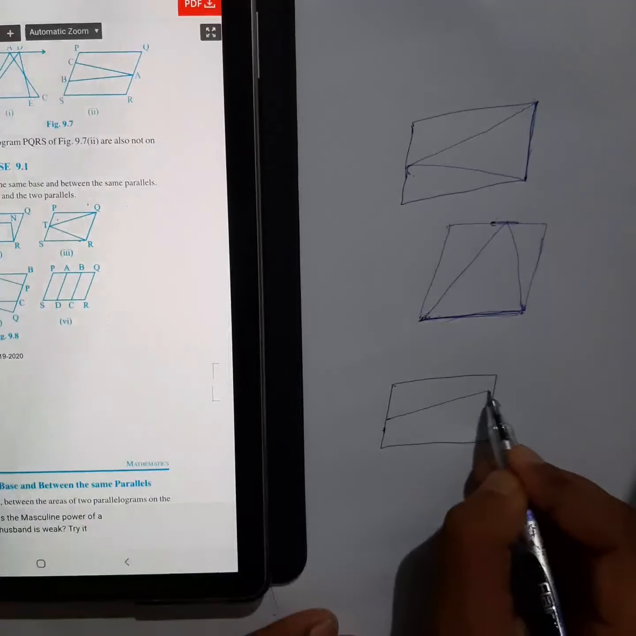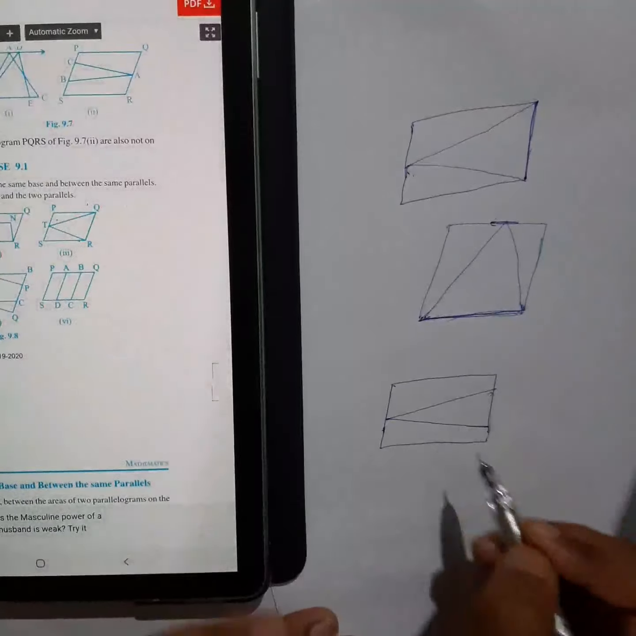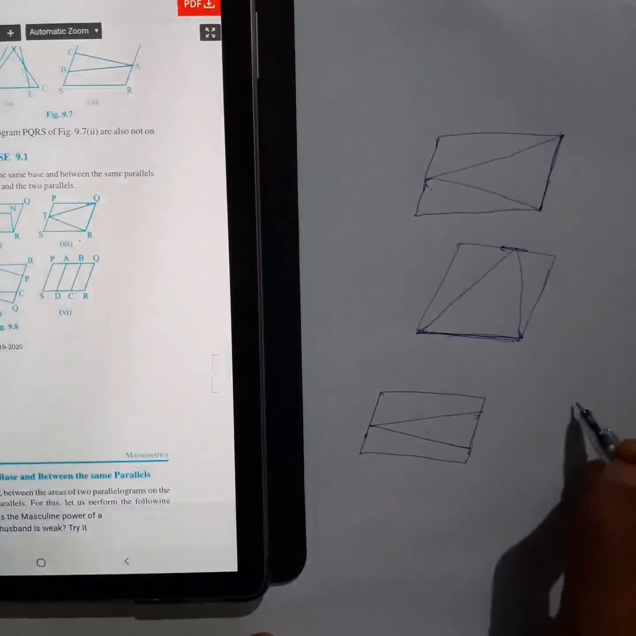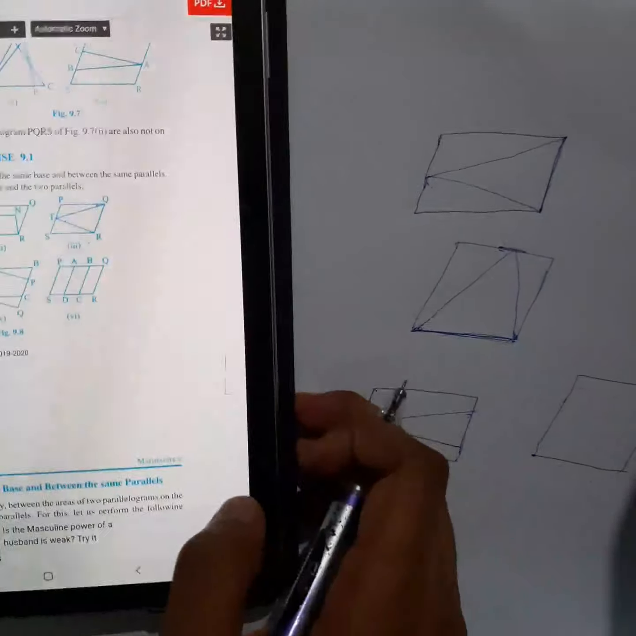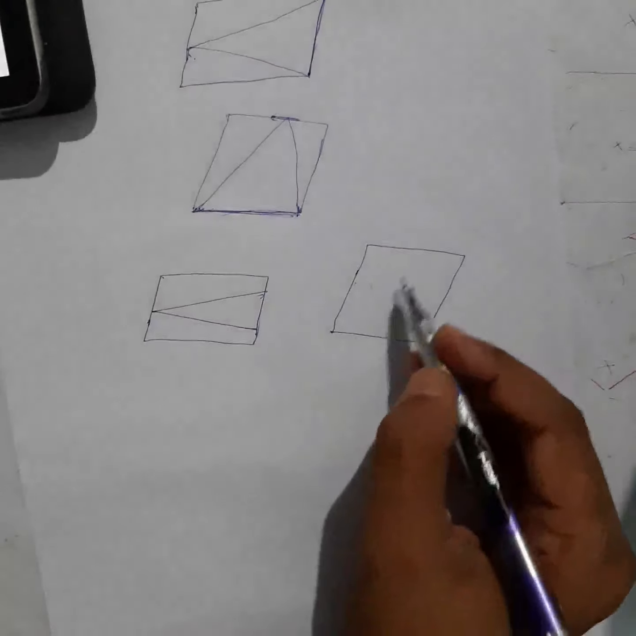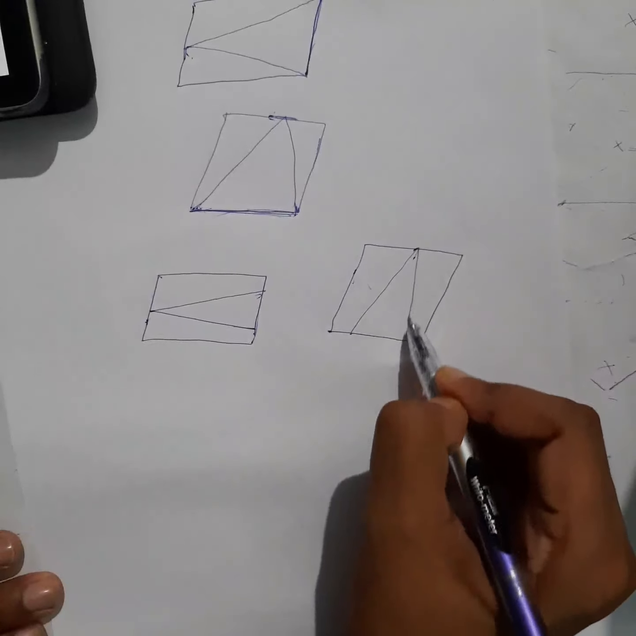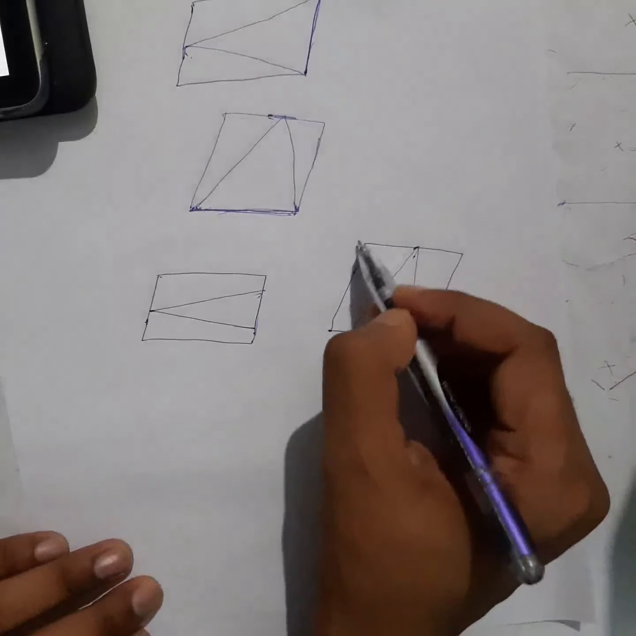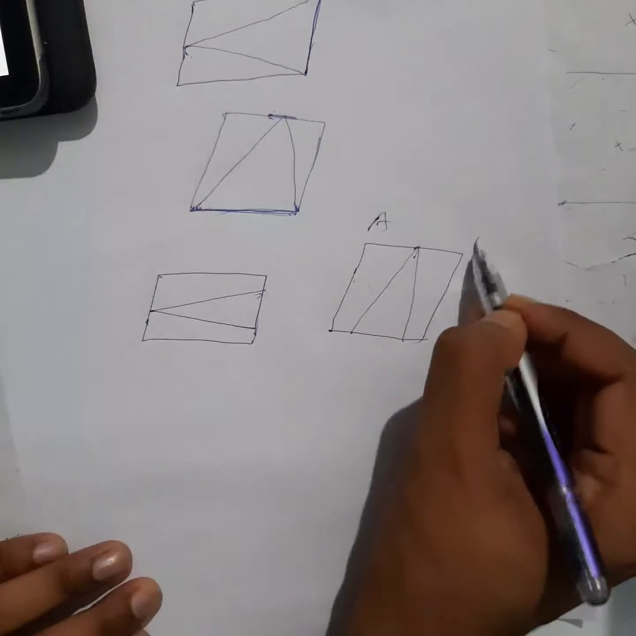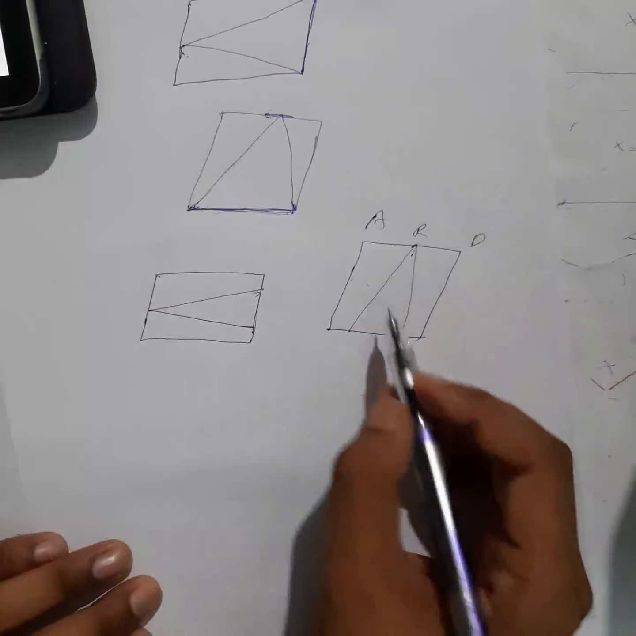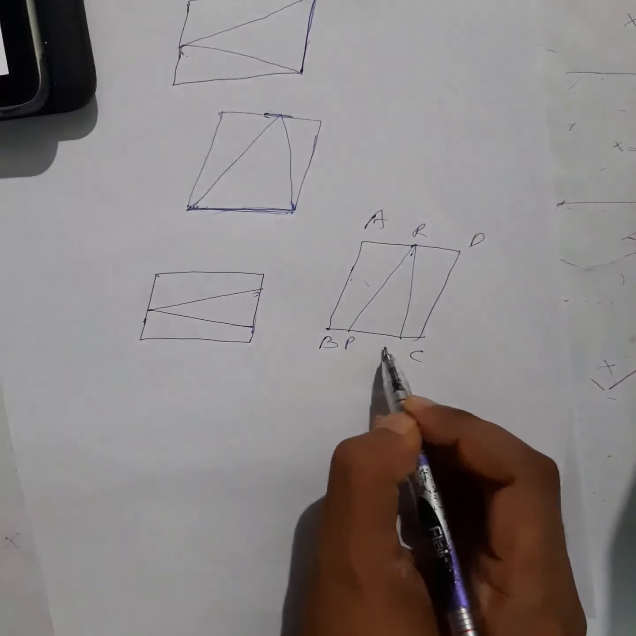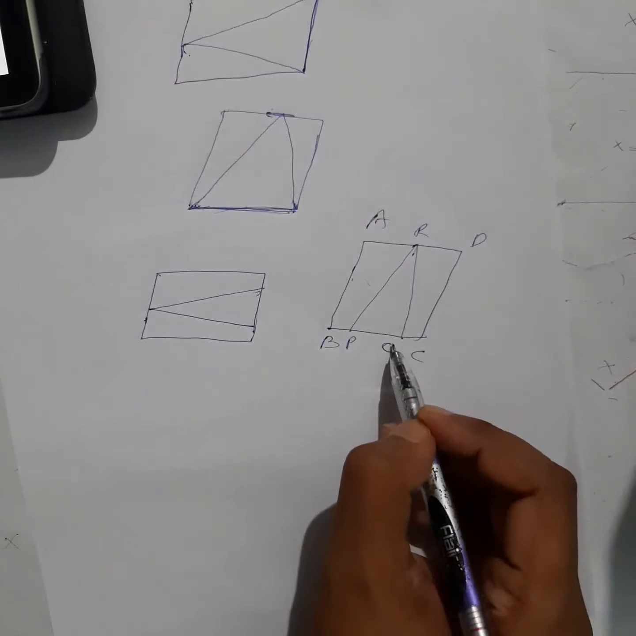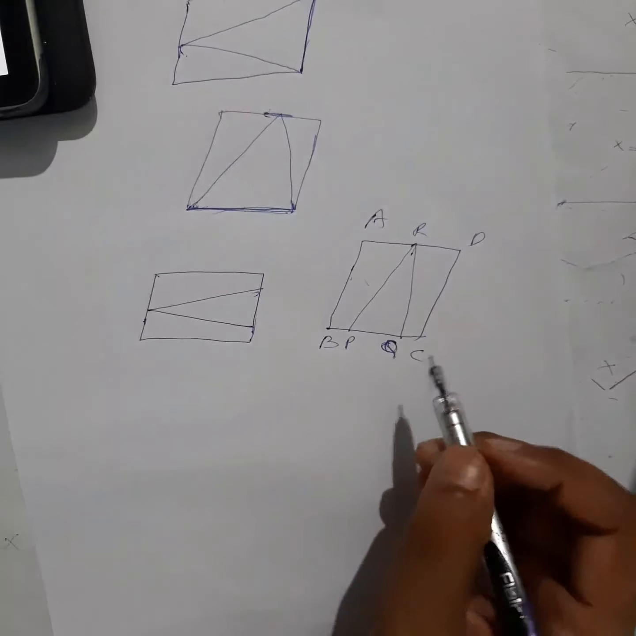A triangle is given something like this. Okay, so if you turn this one, it will be something like this. So naming they have given A, this one D, this one R, this one B, C, this one P, this one, sorry, not C, it will be Q. Okay, so this is what they have given.